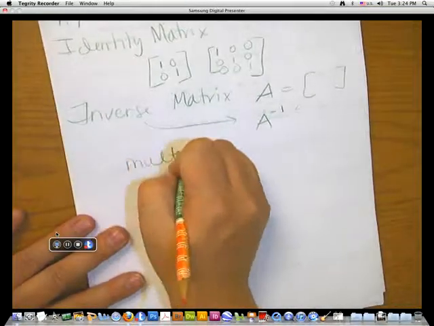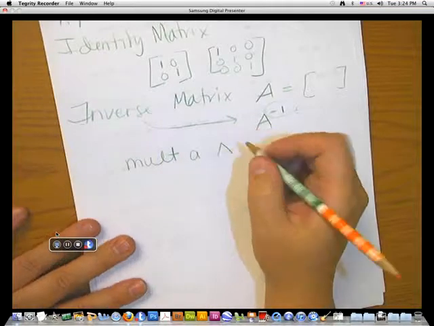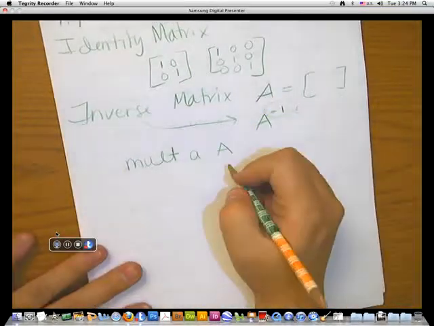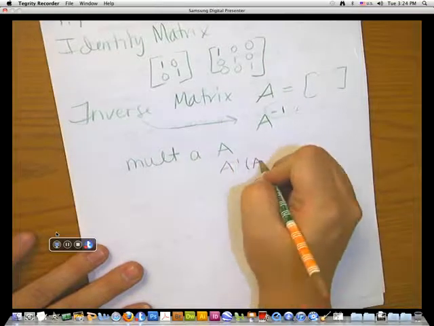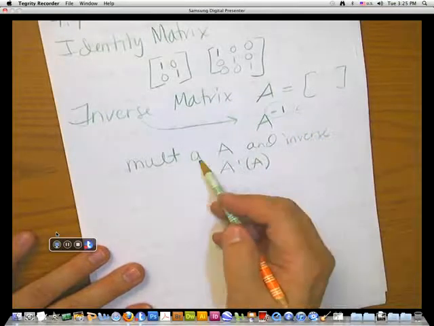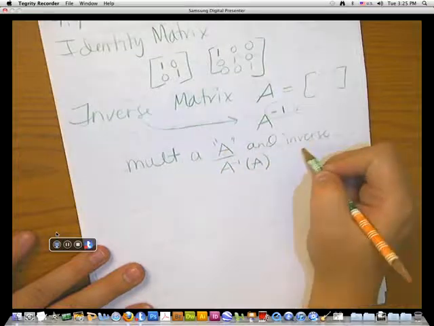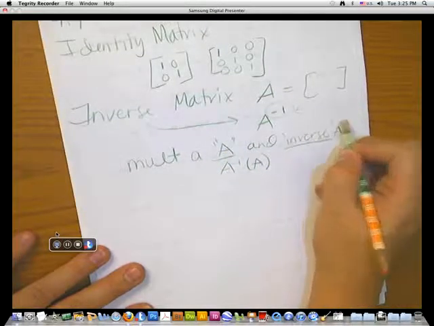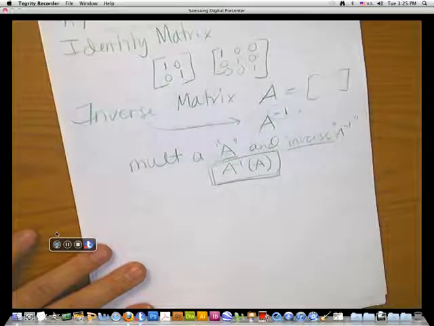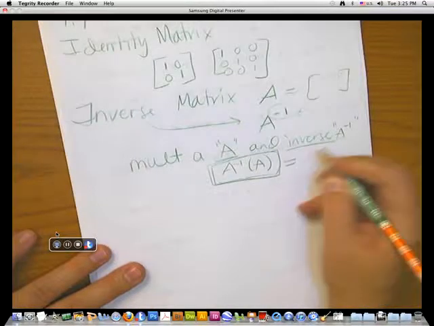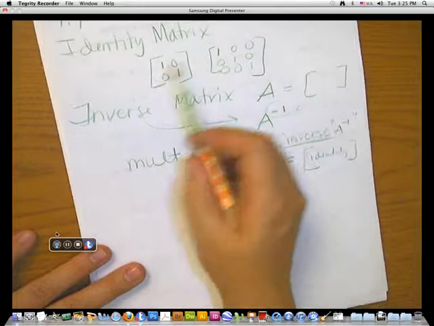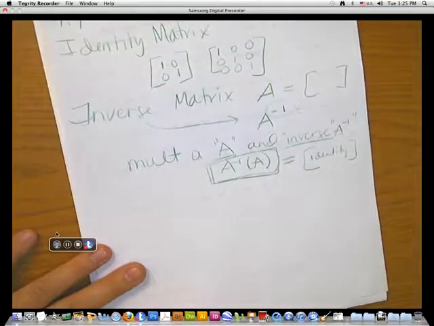When I multiply a matrix and its inverse, the inverse always goes first. This is what it would look like: A -1, A, because the inverse always goes in front. I would get the identity, meaning I would get something that looks like ones in the diagonals and 0 everywhere else.